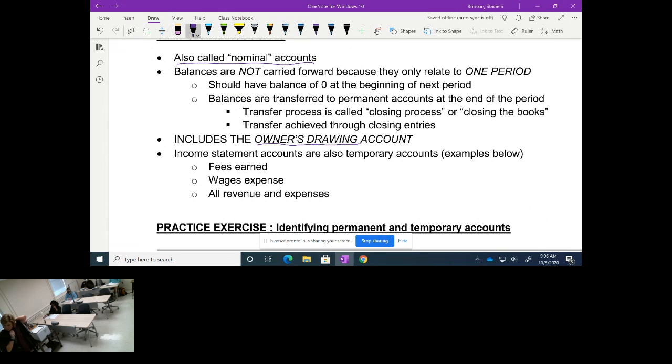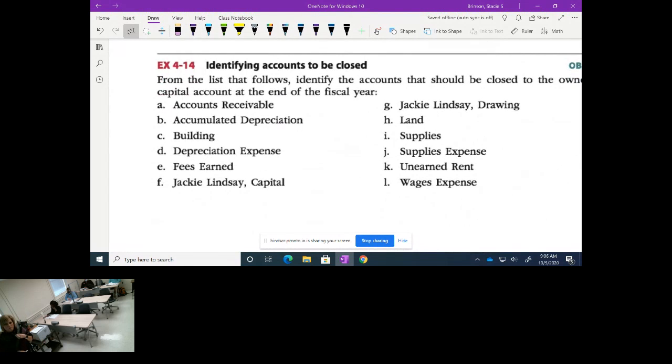Okay, so let's do an example where we identify what's what. From this list, let's identify accounts that should be closed. And again, closing means you're going to zero them all out, and whatever was in them, you're going to move it to the capital account. So ultimately, what you're moving to the capital account is net income or net loss.